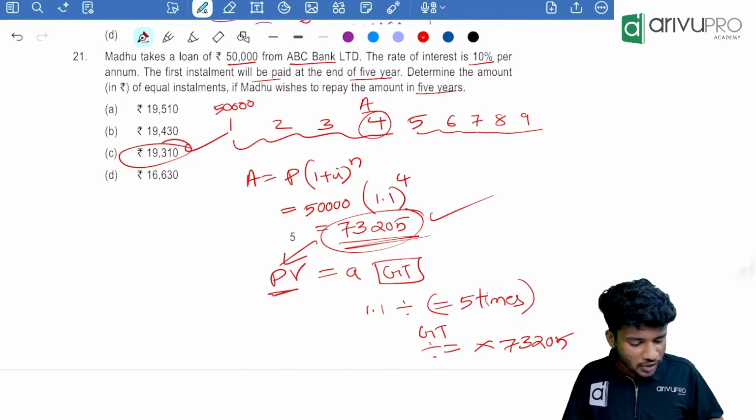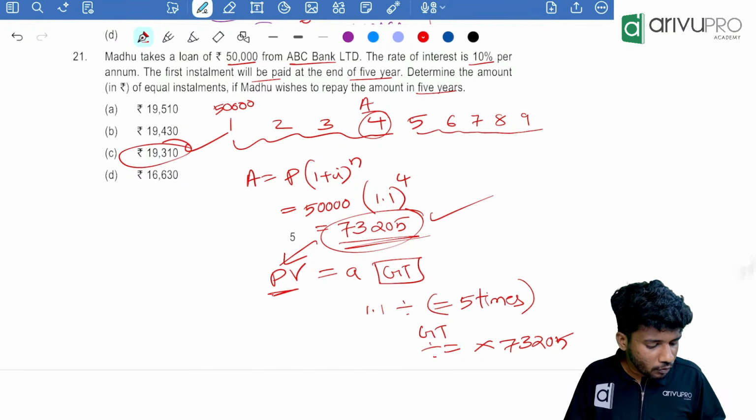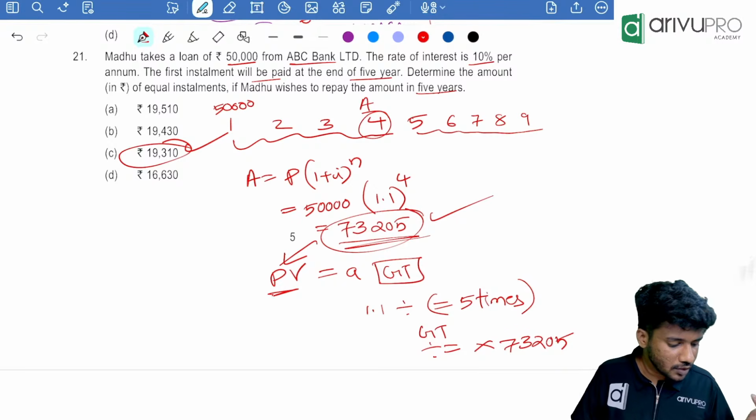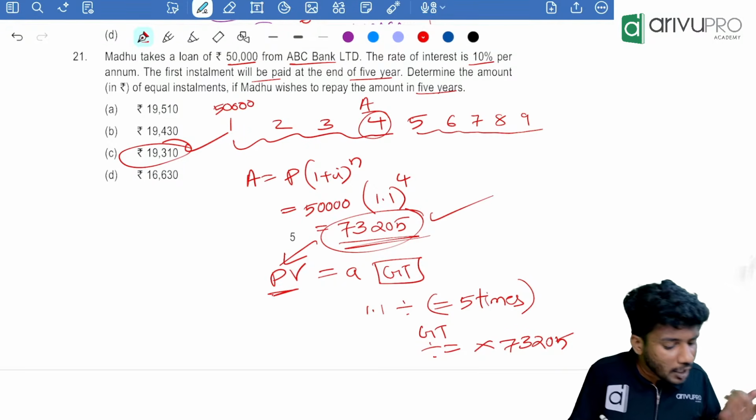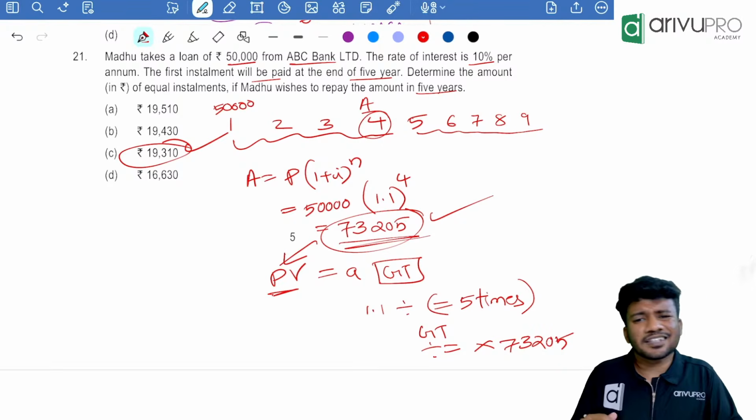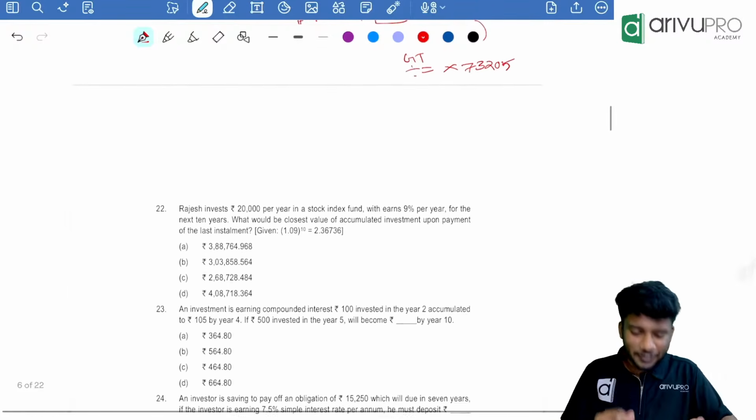Again I am cross checking. 1.1, 1, 2, 3, 4, 5. Then click GT, then divide equal to, multiply it with 73205. That's the answer you are getting, 31.29 something. You will round off to the nearest option. I hope that everyone got it.